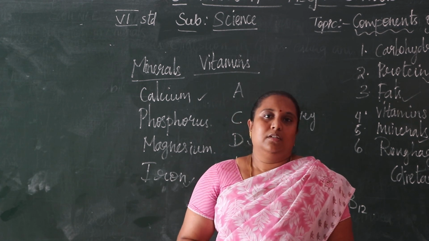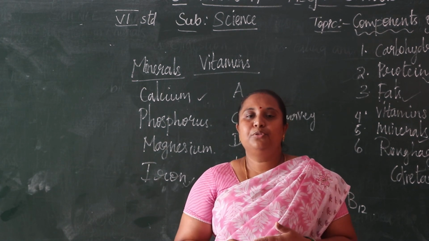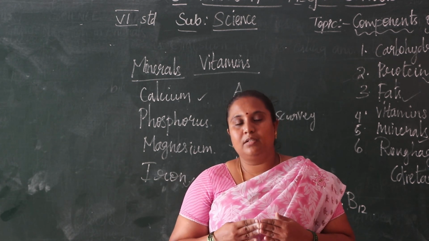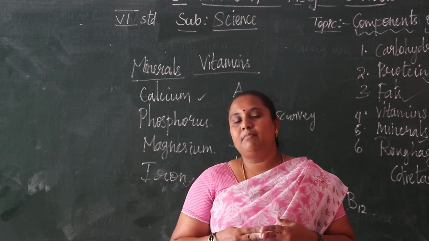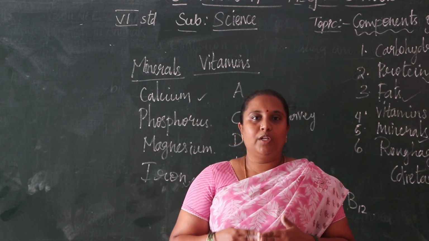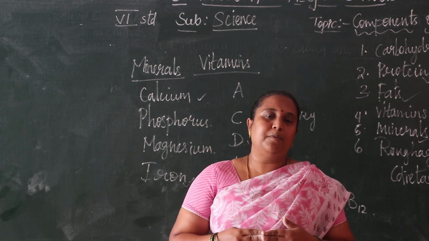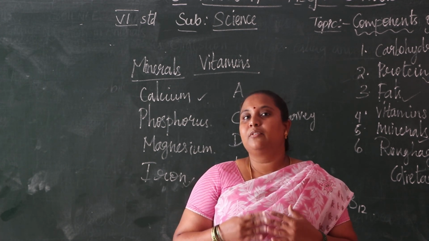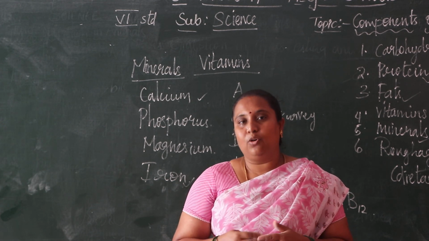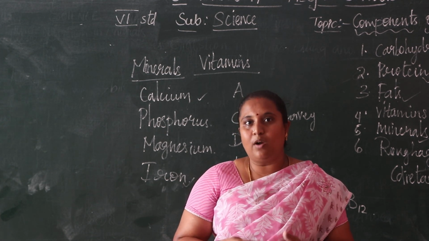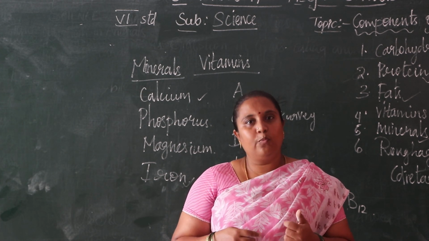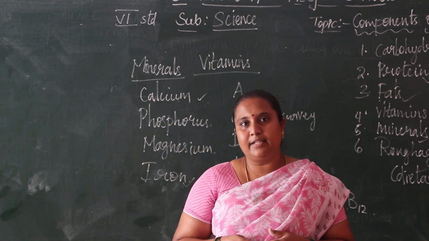From now onwards, children, you should take nutritious food. That is a balanced diet. What is meant by a balanced diet? We eat all types of nutrients. We can't avoid any type of food. Let us eat all types of food. Whether we like it or not, we want to grow healthy and strong, so we want to eat all the food items, children.